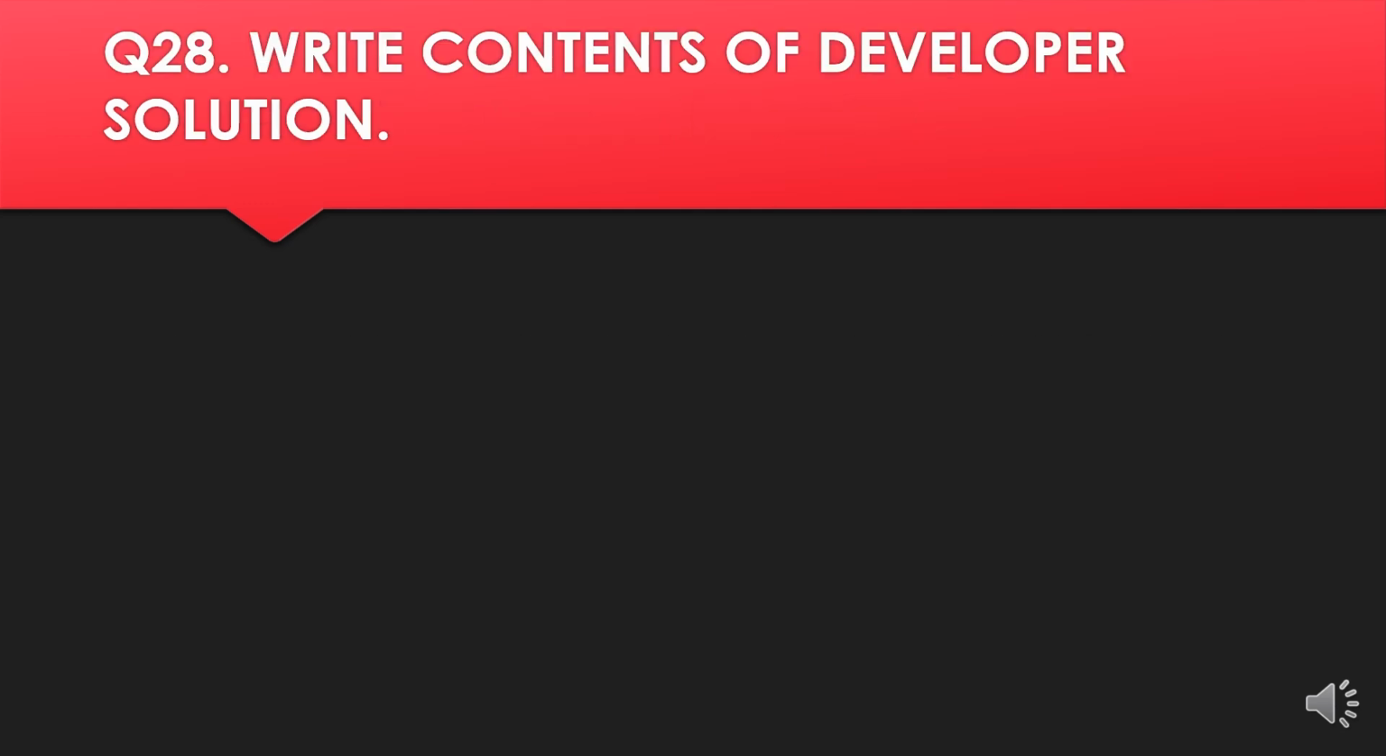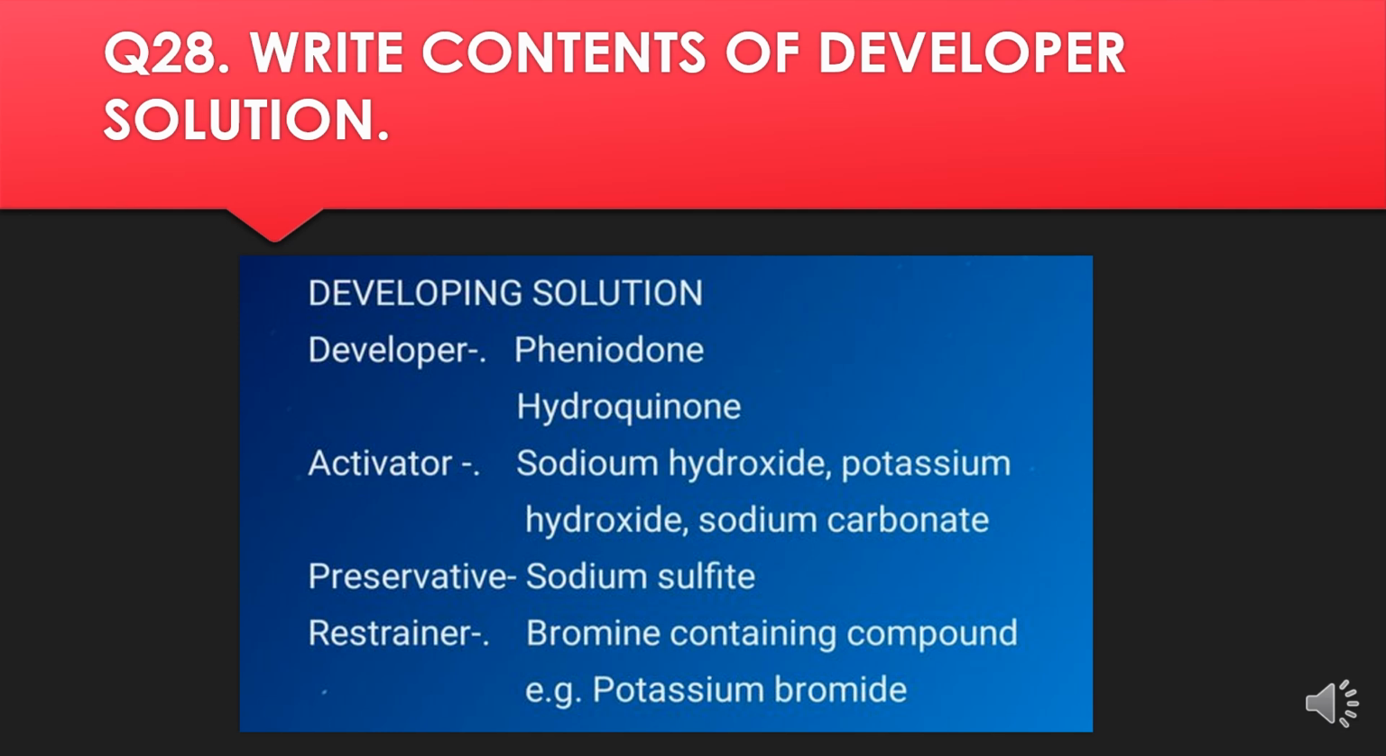Write contents of developer solution. It contains phenidone hydroquinone as the developer, sodium hydroxide or potassium hydroxide as the activator, sodium sulfite as the preservative, and bromine containing compounds as restrainer.